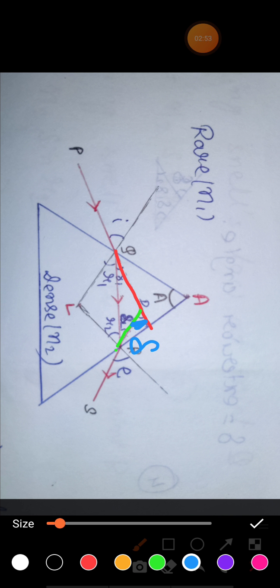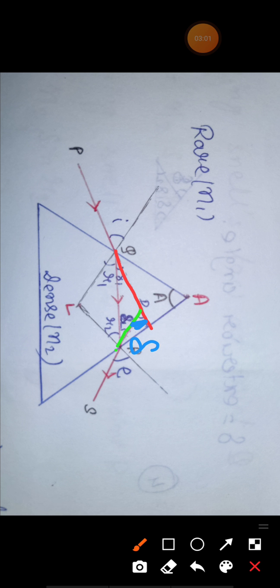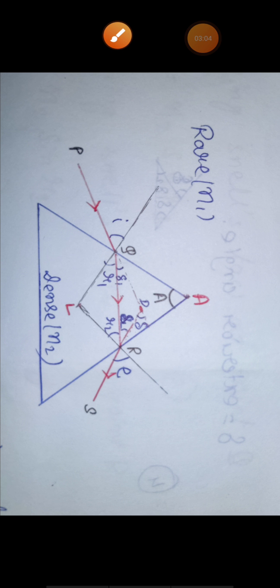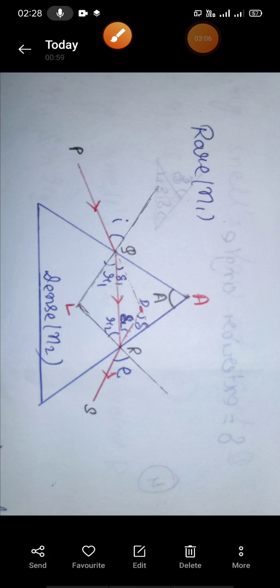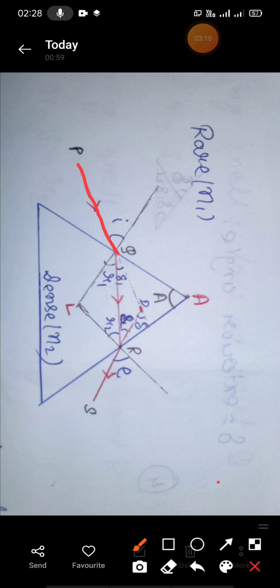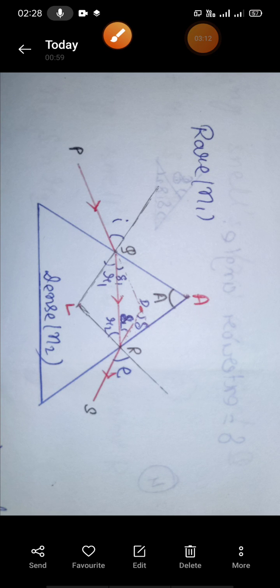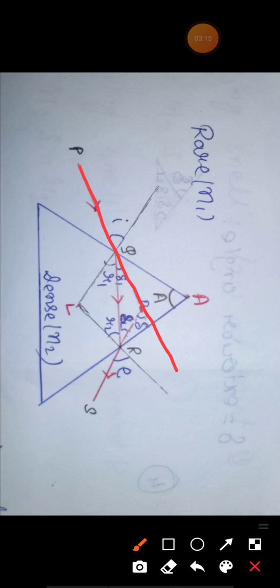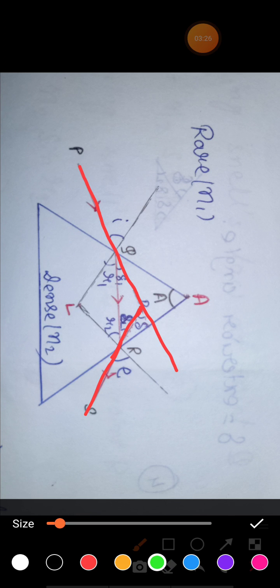So what is the deviation angle? If there was no prism, the incident ray would follow this path. Due to the prism, the light ray actually follows this path. So how much the light deviates due to the prism is called the deviation angle. The deviation angle shows the deviation due to the prism, and this angle is called the deviation angle delta.